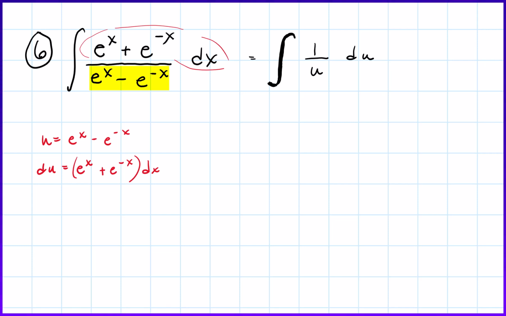But we did this, we got the substitution, so this ends up simply being the natural log of the absolute value of u plus c, which is the natural log of the absolute value of e to the x minus e to the negative x plus c.